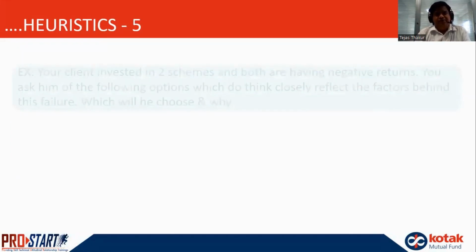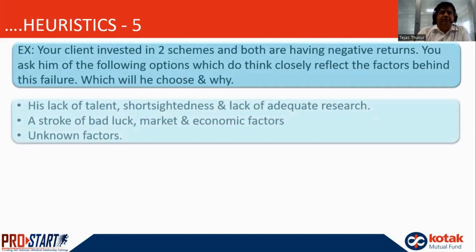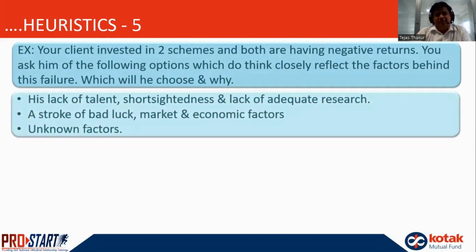Second question. Your client has chosen 2 schemes. You have invested his money in 2 schemes. Both are giving negative returns. You ask him the following options: which does he think closely reflects the factors behind this failure? Which will he choose and why? His lack of talent, short-sightedness, lack of adequate research; stroke of bad luck, market conditions, economic factors; unknown factors. What will your client choose?